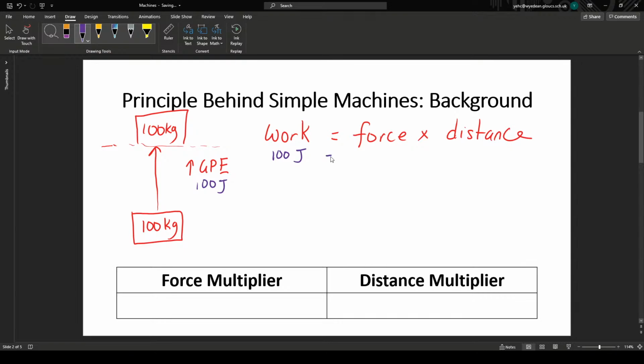Now let's pretend that your force to do this with is really, really small. You've got weak arms. Let's say that you're only able to input 2 newtons of force to do this. Well, how far would you have to move it then in order to transfer 100 joules of energy? 100 equals 2 times blank. The missing number would be 50 for distance.